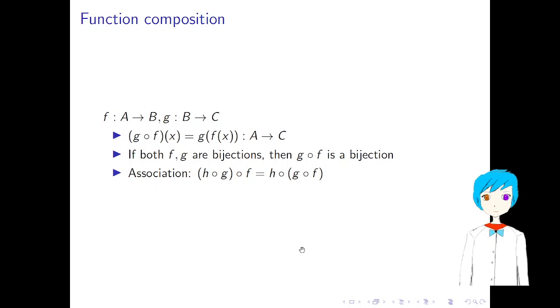We have the associative law. The composition of h and g, composed with f, is the composition of h with the composition of g and f.